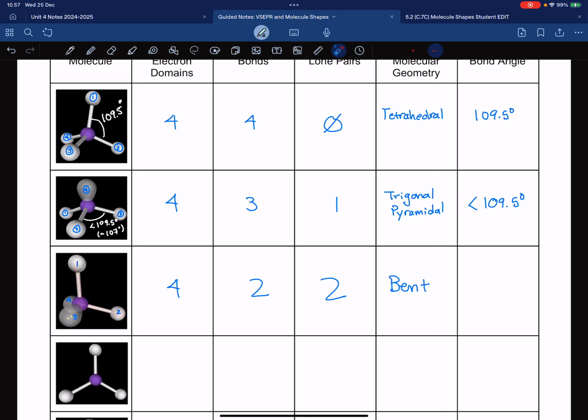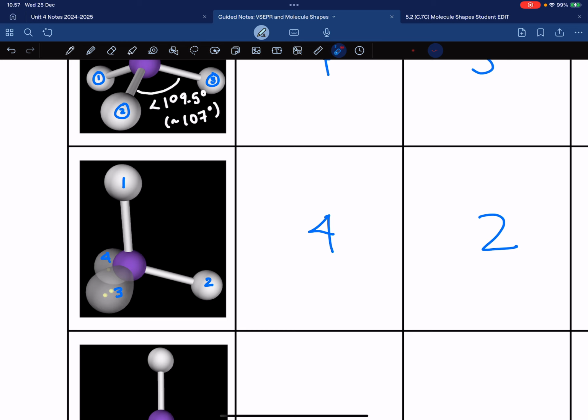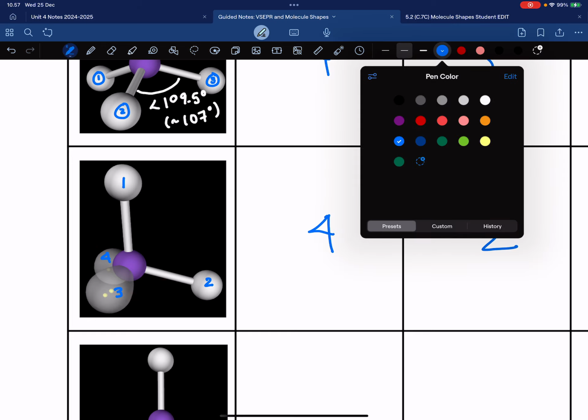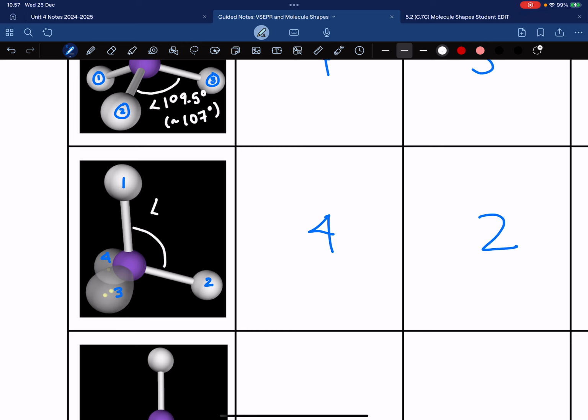So that was bent. This one right here is a pyramid with a bottom that looks like a triangle, but this guy right here is bent. So bond angle significantly less than 109.5 degrees. And we say significantly less because this lone pair squishes that one down and this lone pair squishes that one down. And so we are going to have a bond angle that is less than 109.5 degrees, probably around 104 or 105, something like that.